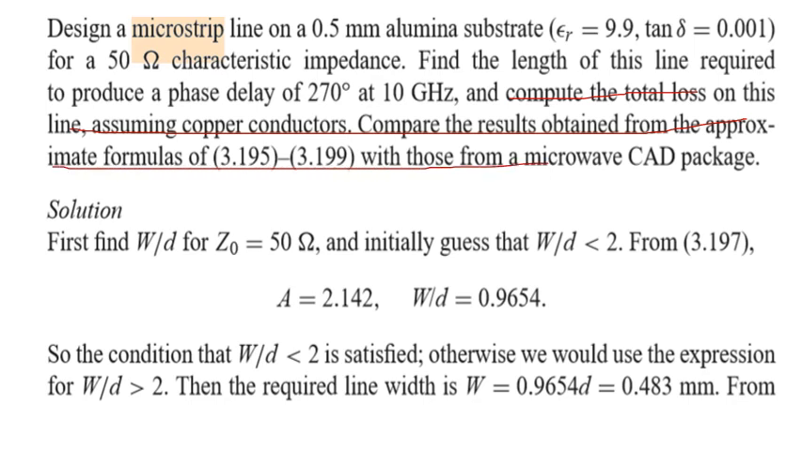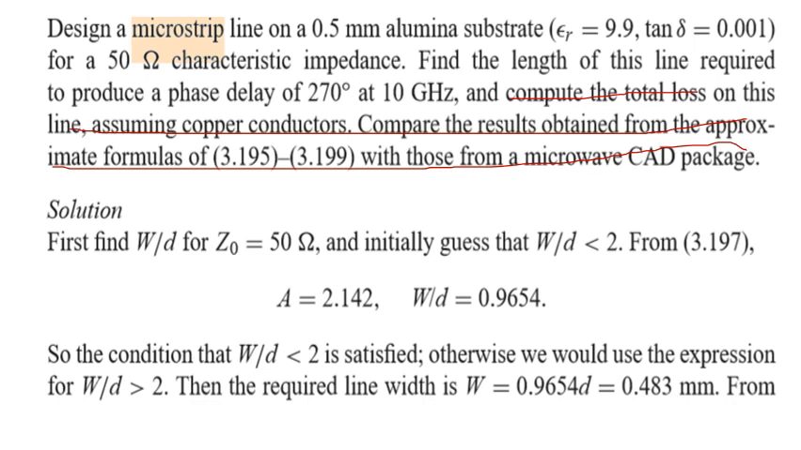They are going to ask at maximum the width or the characteristic impedance. So we are going to discuss both those formulas, and the problems are discussed in these slides. The first question I have put is: design a microstrip line on a 0.5 mm alumina substrate. It's given epsilon r is 9.9 and tan delta is also given, for a 50 ohm characteristic impedance. They want to know the length of the line required to produce a phase delay of 270 degrees. This is the maximum twist they can ask you.